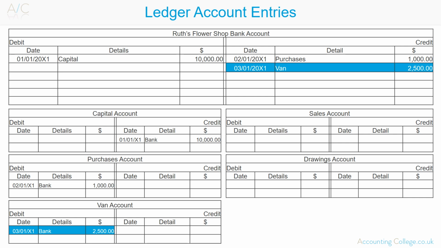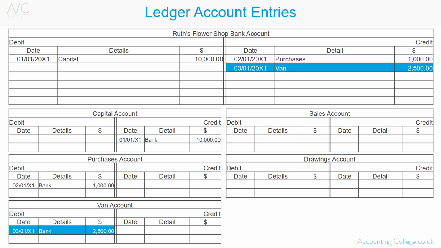$2,500 will be credited from the bank account as the asset of cash has decreased. An opposite debit entry of $2,500 will be made into the van account, as the van is now an asset of the business. The purchase of the van is not posted to the purchases account, as the van was not purchased for resale in the ordinary course of business.